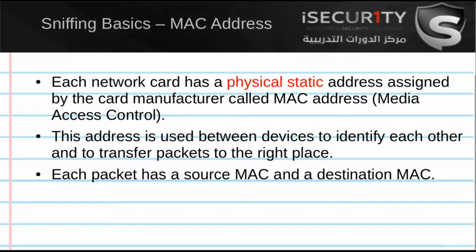The MAC address is used between devices to identify each other and to transfer packets in the right direction. This works by each packet having a source MAC and a destination MAC, and it travels from the source MAC to the destination MAC. Now, because the MAC address is static and it never changes, it can be used to trace you back and to identify your device.